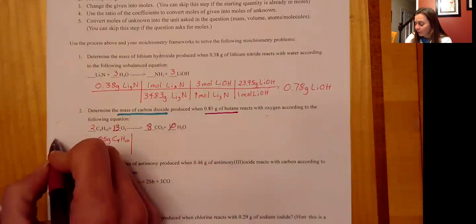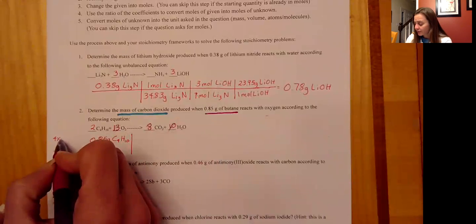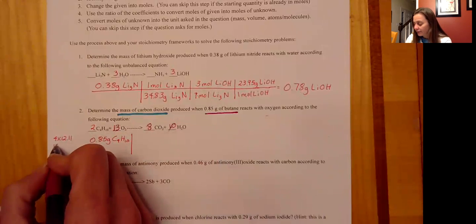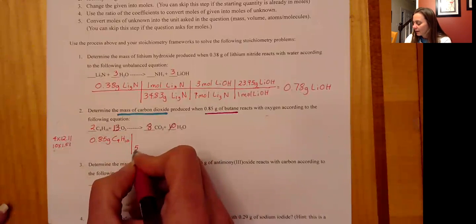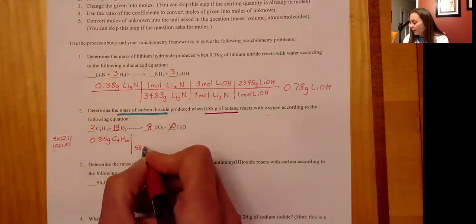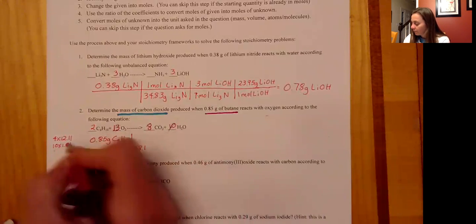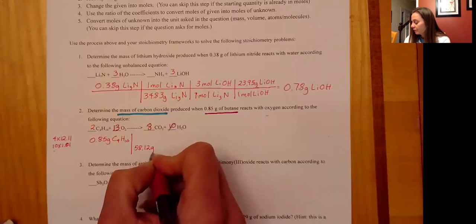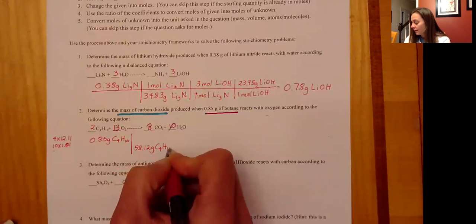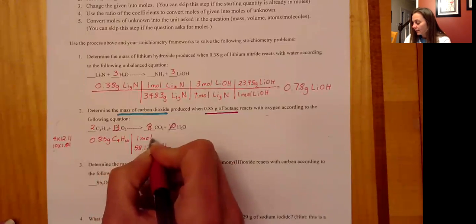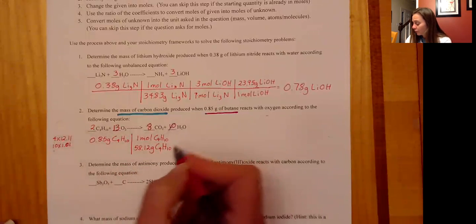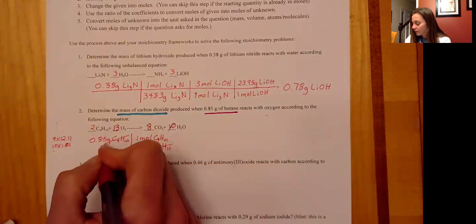And so I'm going to do 4 times the mass of carbon, which is 12.01, and 10 times the mass of hydrogen, which is 1.01. And I'm going to come up with a mass of 58.12 grams of C4H10 per 1 mole of C4H10. So now my grams of C4H10 have canceled out.